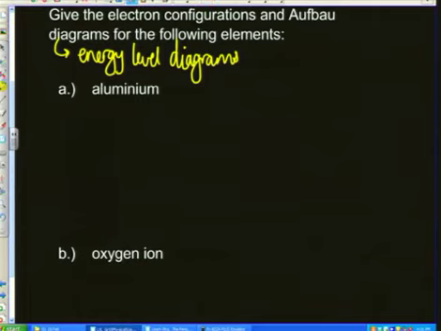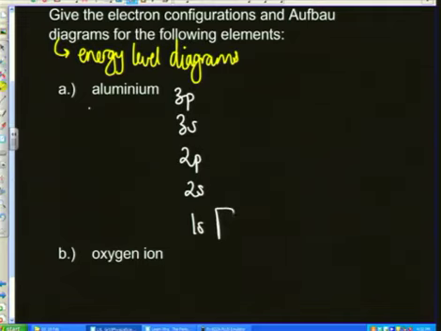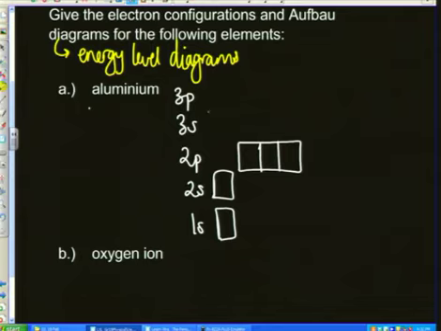Let's go and fill in, and I'm going to start at the bottom: 1s, 2s, 2p, 3s, 3p. I'm not going to have enough space. Let me start this again quickly. I'm going to start a little lower: 1s, 2s, 2p, 3s, 3p. Draw in my little boxes. 1, 2, the second energy level has got there, 3s, 3p.